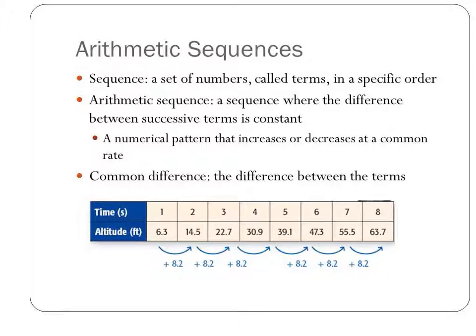So for example, down here at the bottom, to go from 6.3 to 14.5 is plus 8.2, and then again another plus 8.2, plus 8.2. And so if every time I'm adding 8.2, that's an arithmetic sequence. In other words, it's a numerical pattern that increases or decreases at a common rate. So you could also be subtracting a certain number, but as long as it's the same number every time. And that number, that's their difference, is called their common difference. So it's the difference between terms.